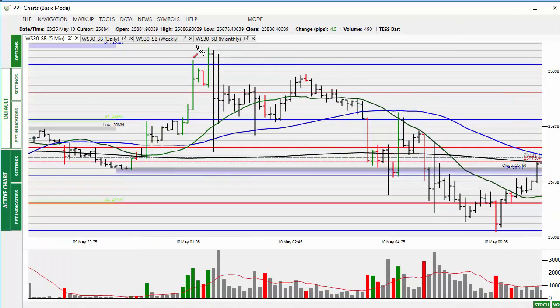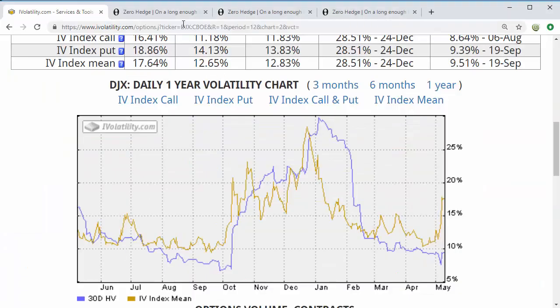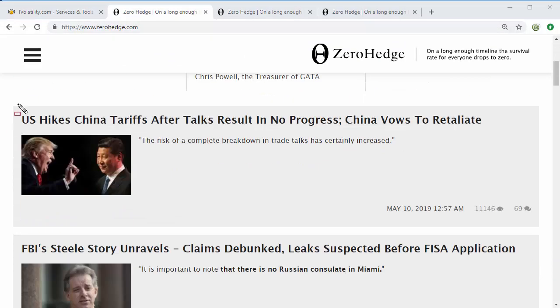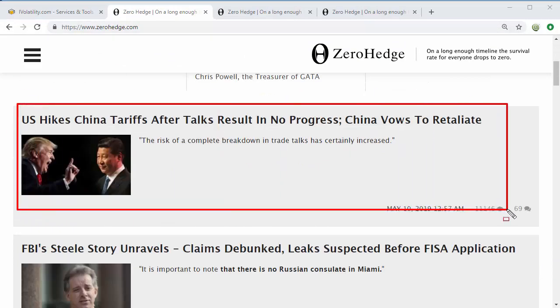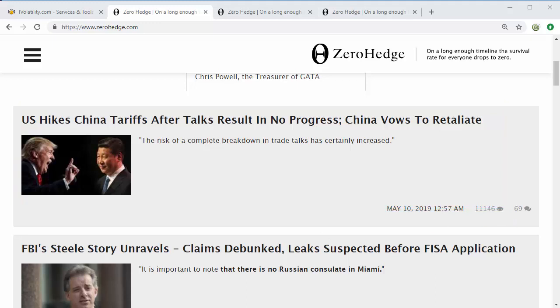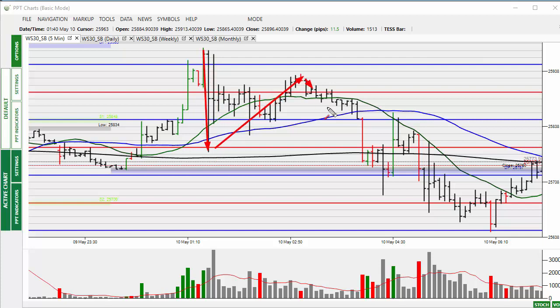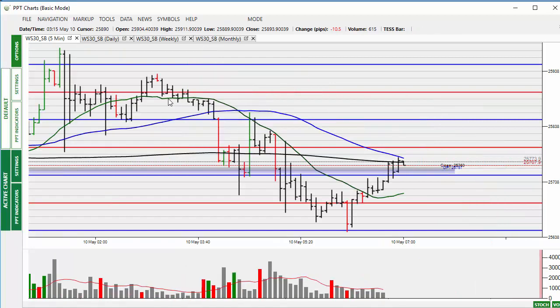On the overnight, we've got some weakness, and we've got some activity here. So what's this news here? Well, again, if we go back to the main headline, look what we've got. US hikes China tariff after talks result in no progress. China vows to retaliate. And that is what has sent the markets to the downside again on the overnight. You can see that there, big swing there, 150 point swing. Got the retracement back up here, and now heading to the downside.